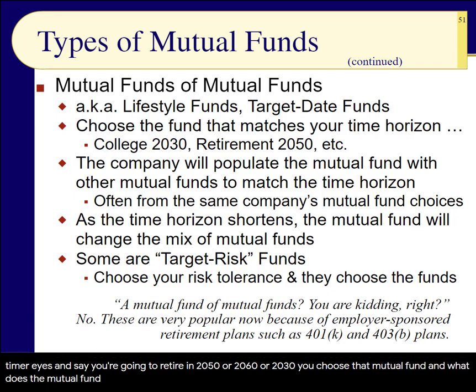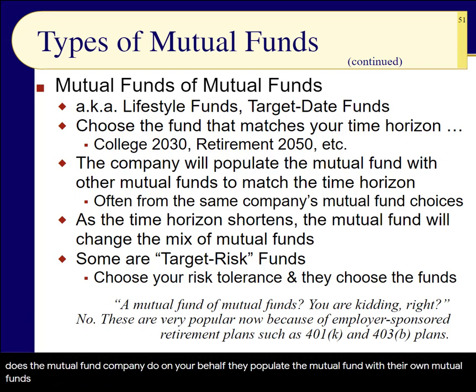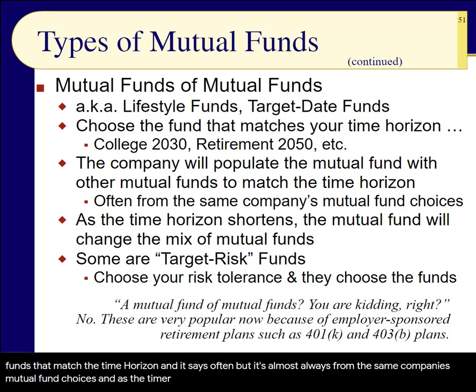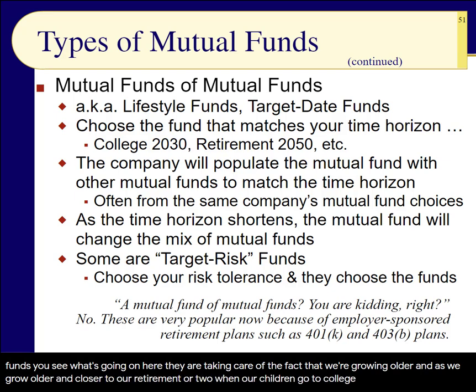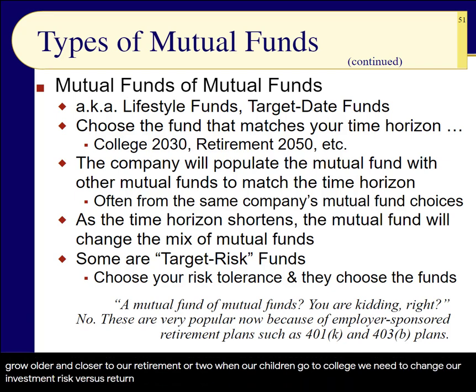And what does the mutual fund company do on your behalf? They populate the mutual fund with their own mutual funds that match the time horizon. And it says often, but it's almost always from the same company's mutual fund choices. And as the time horizon shortens, the mutual fund will change the mix of mutual funds. You see what's going on here? They are taking care of the fact that we're growing older. And as we grow older and closer to our retirement or to when our children go to college, we need to change our investment risk versus return portfolio accordingly. But they do it for us.